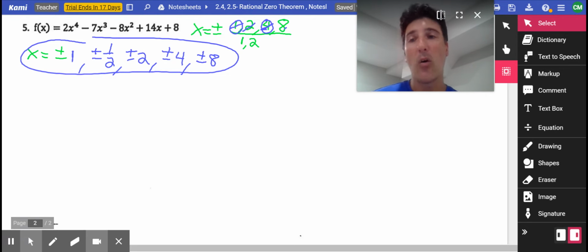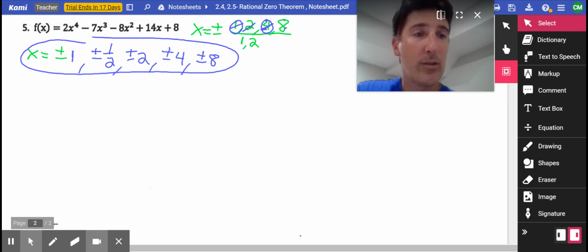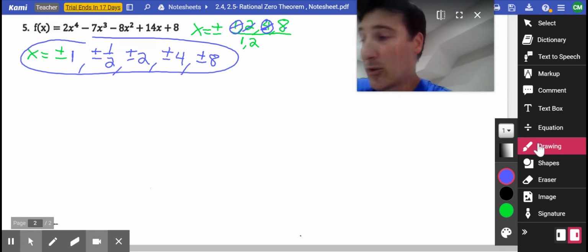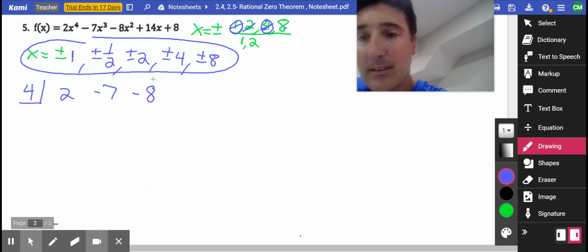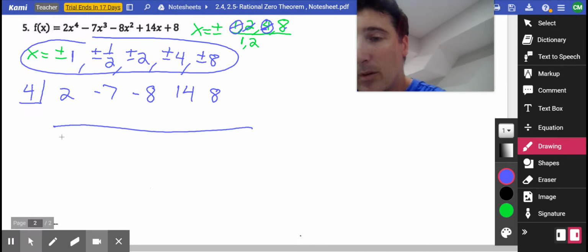Now, you can keep going. If you try negative 1, it's not going to work. If you try 2 or negative 2, it's not going to work. The ones that actually work are 4 and negative 1/2. So, again, I'm going to do it so it's a little bit quicker. 4 is one that's going to work. I'm going to put the coefficients at 2, negative 7, negative 8, 14, and 8. So bring down the 2.